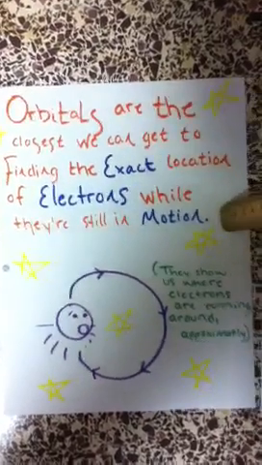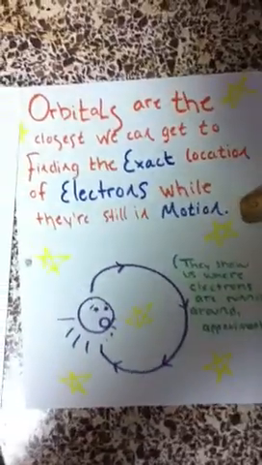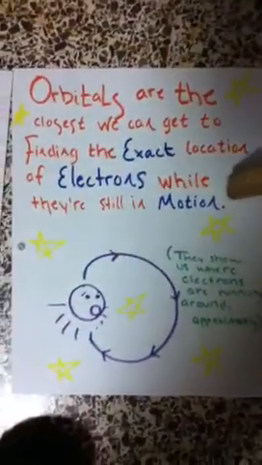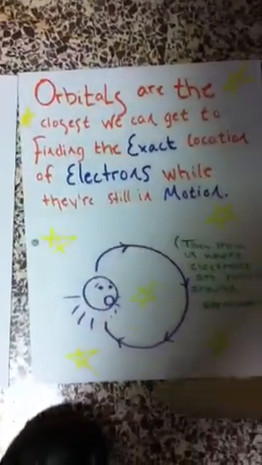Orbitals are within sublevels, and they are the closest we can get to finding the exact location of electrons while they're still in motion. So basically, they're where electrons are running around, approximately. And because electrons never stop moving, we can never find the exact location. So that's why we use orbitals.